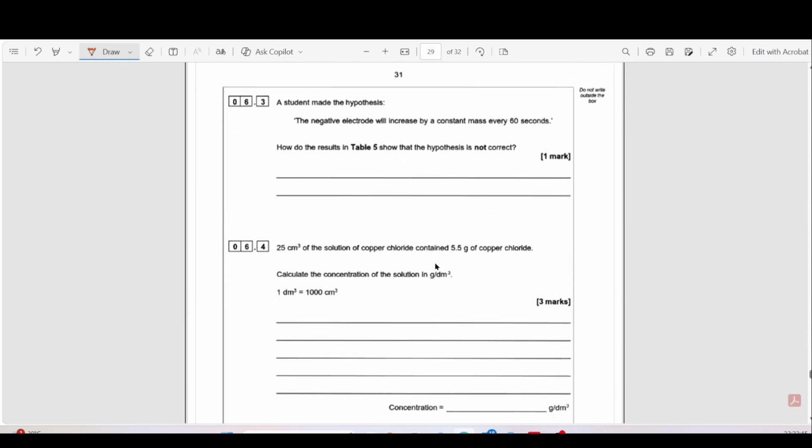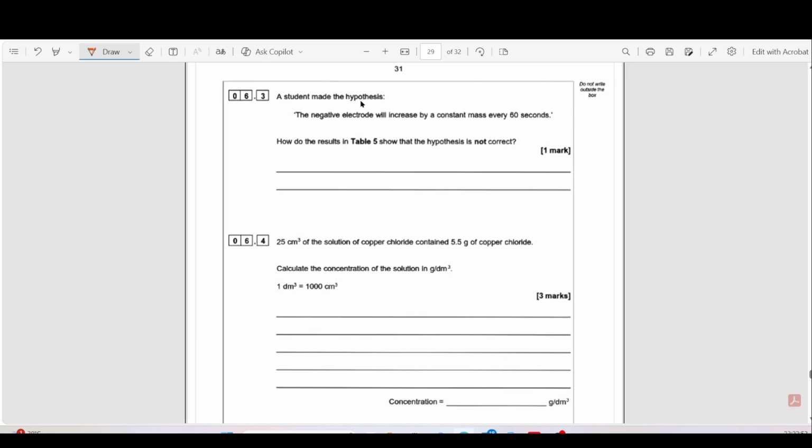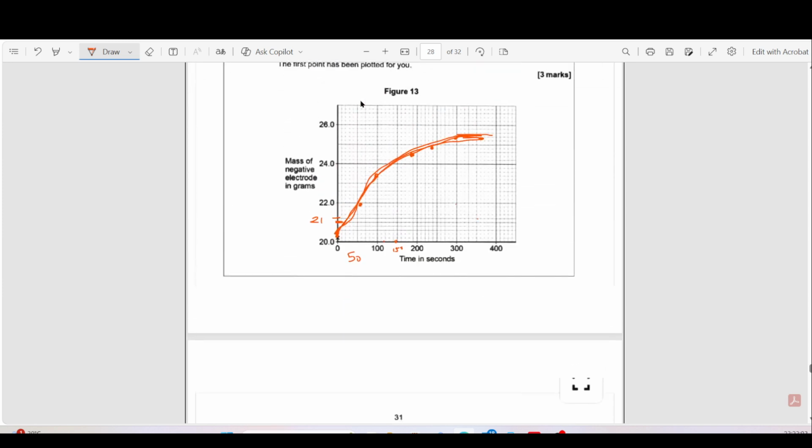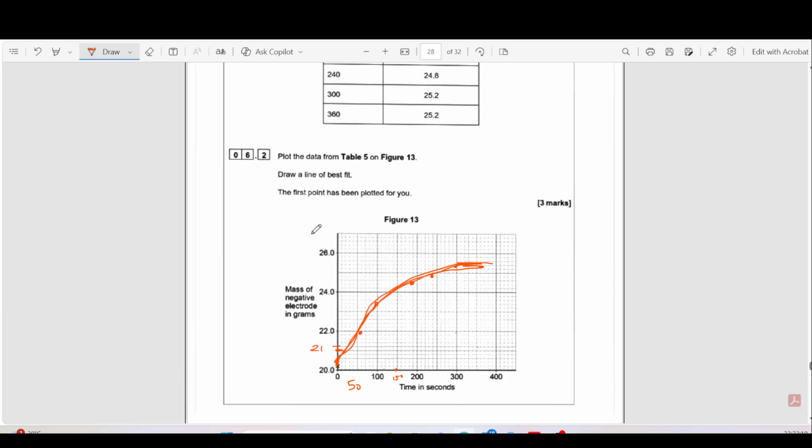And then we have this question, 6.3. A student made a hypothesis: the negative electrode will increase by a constant mass every 60 seconds. How does table 5 show the hypothesis is not correct? Because if you see here, the change in mass between each 60 seconds is not the same, right?